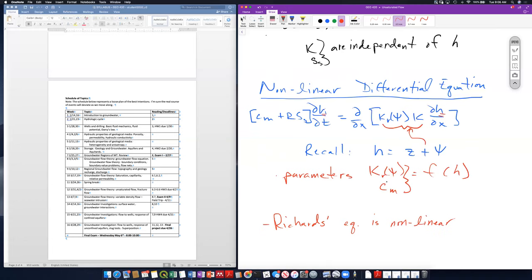And that makes its behavior really hard to model, and it makes this equation very hard to solve. We can do it, but if we're going to use a groundwater model to solve Richards equation, it is very computationally expensive.